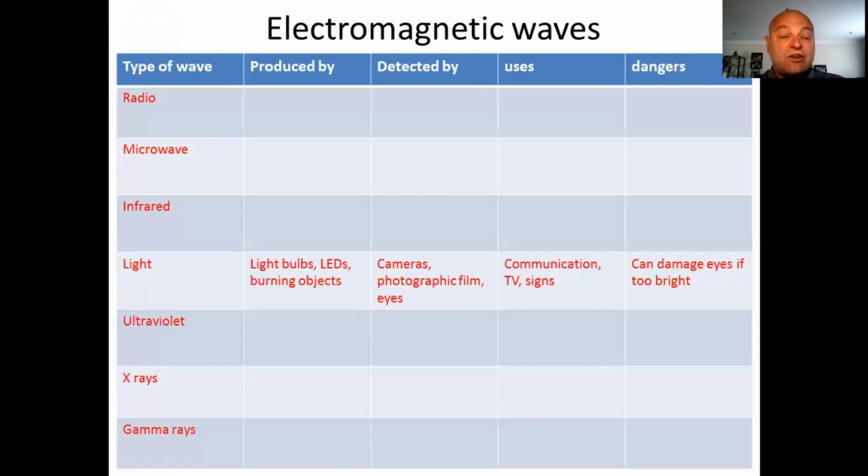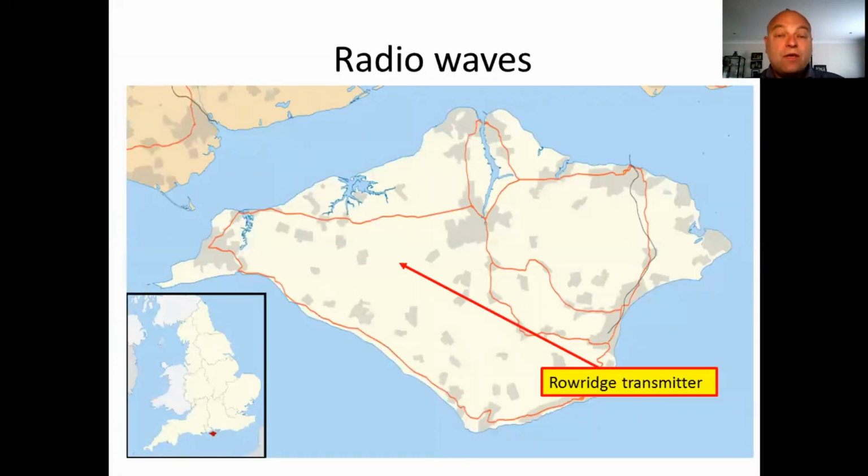Okay, so last lesson we did some work on light. We've already filled that in on our table. What we're going to look at next is radio waves. Here is a map of the south coast of the United Kingdom. In particular, this bit of map is showing the Isle of Wight.